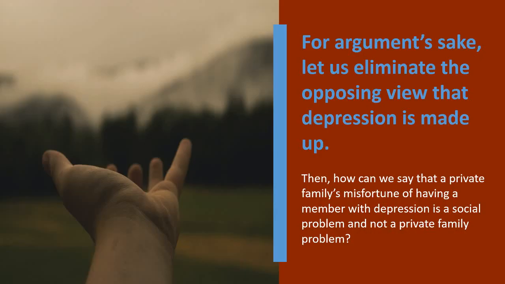Okay, so I hope that you are done with question 1 and let us proceed with question 2. For argument's sake, let us say that one opposing side has already been convinced by the other side with their arguments. Let us say that the opposing view that depression is made up has been eliminated in the scenario. So with this one, how can we say that a private family's misfortune of having a member with depression is a social problem and not a private family problem? So again, we will pause briefly for this one for all of us to linger on this idea.